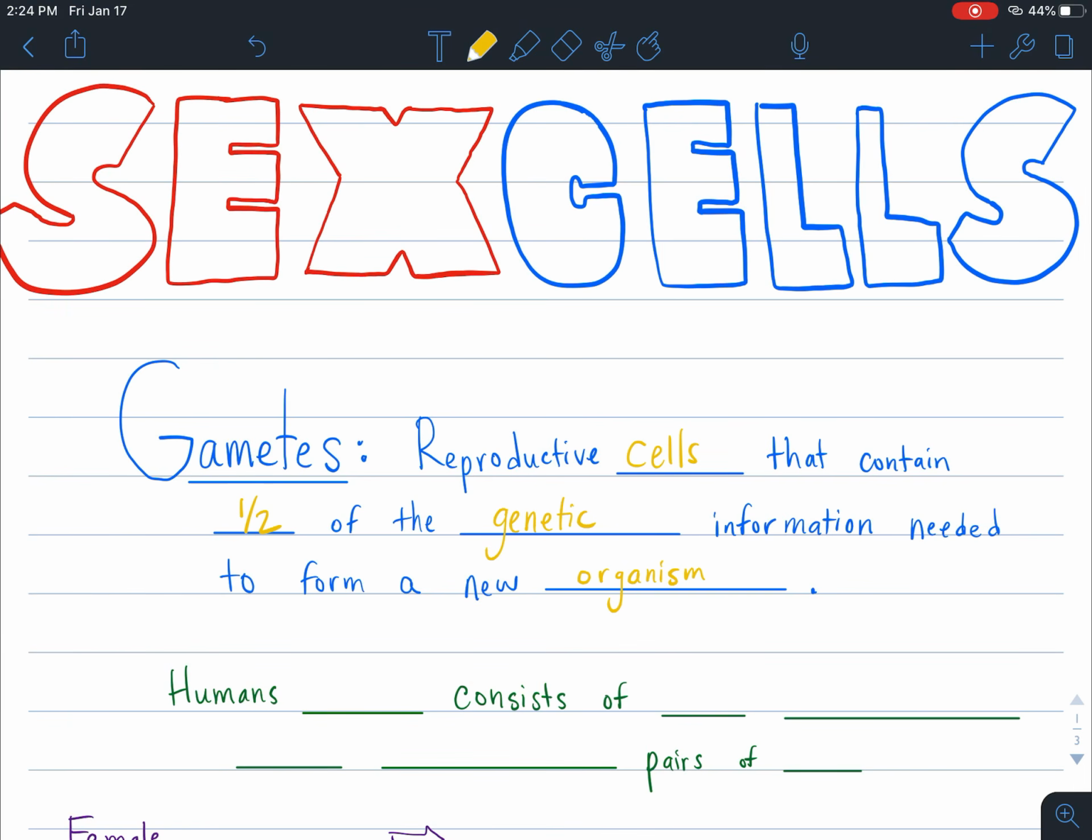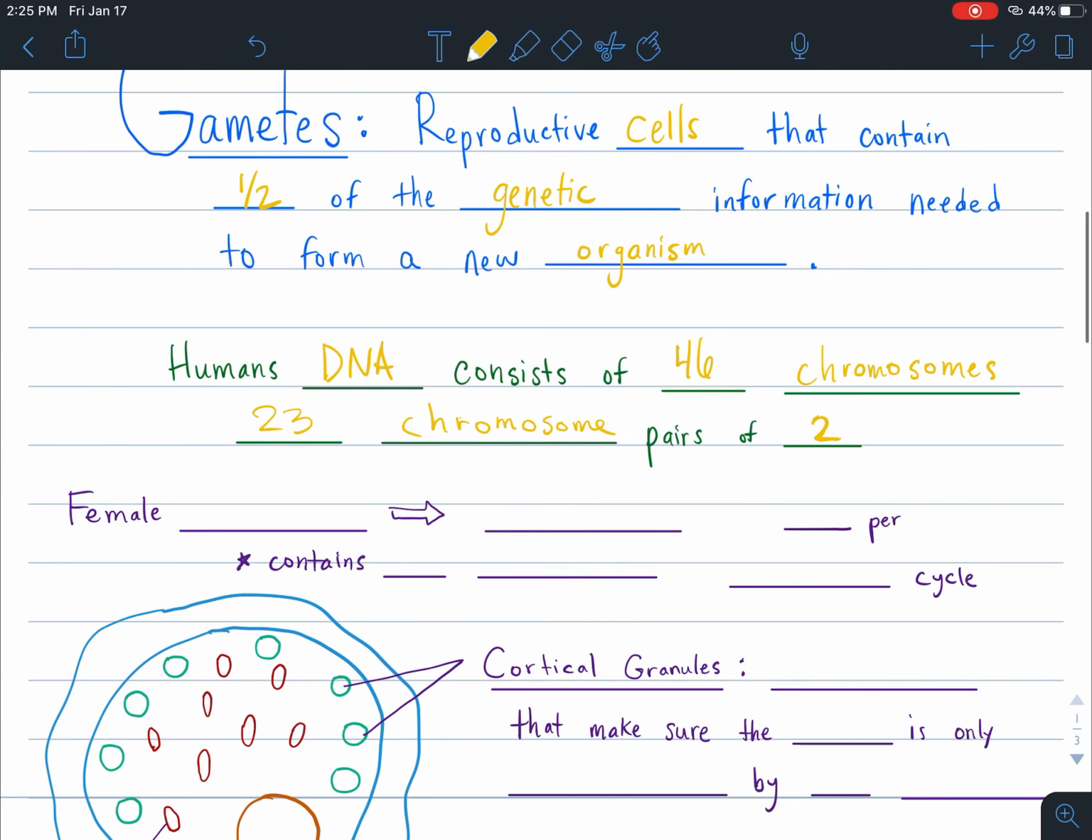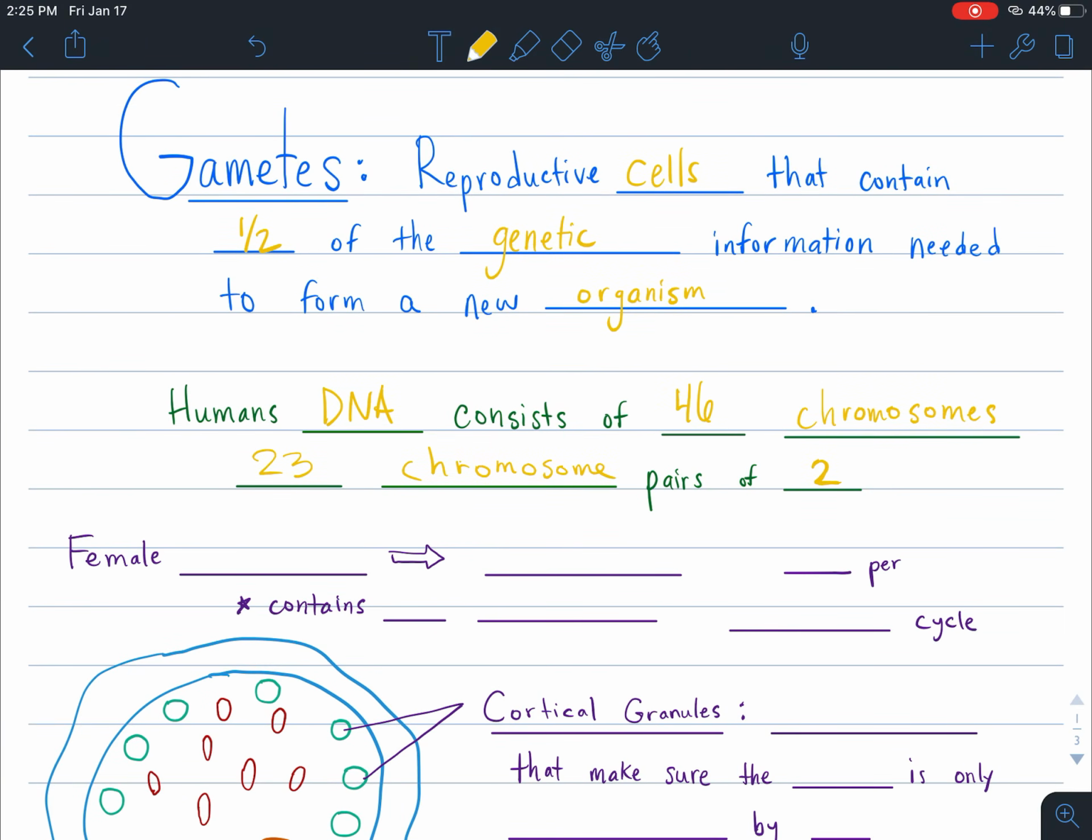So with humans, human DNA consists of 46 chromosomes. And those 46 chromosomes are made up of 23 chromosome pairs. So there's 23 chromosome pairs of 2 then. Each chromosome has a partner chromosome. So for 23 different sets of chromosomes, if there's 2 of each of them, that means we have a total of 46 chromosomes. All right, so we're going to look at the difference between the female gamete and the male gamete.